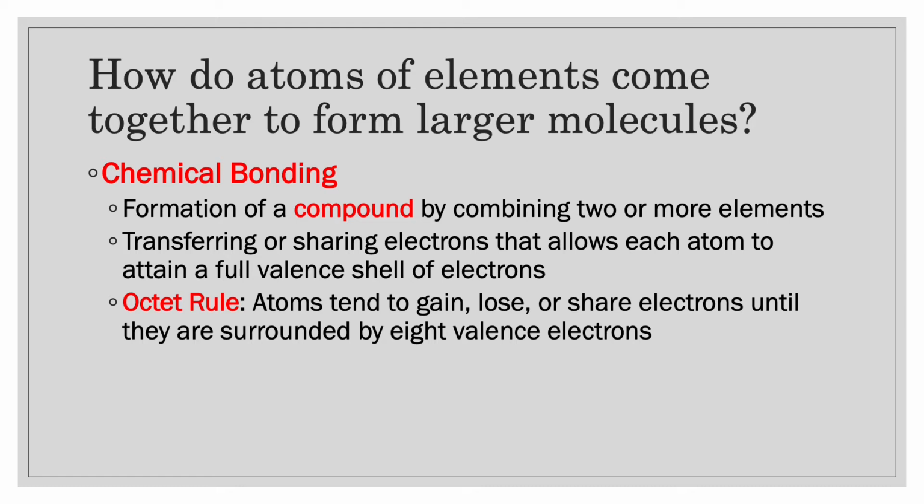When chemical bonding occurs, it's through the transferring or sharing of electrons that allows each atom in the compound to attain a full valence shell of electrons, or that outer shell of electrons that I've been speaking about. And as I said, this is known as the octet rule, where atoms tend to gain, lose, or share electrons until they are surrounded by 8 valence electrons, or 8 electrons in their outermost shell within their electron cloud.